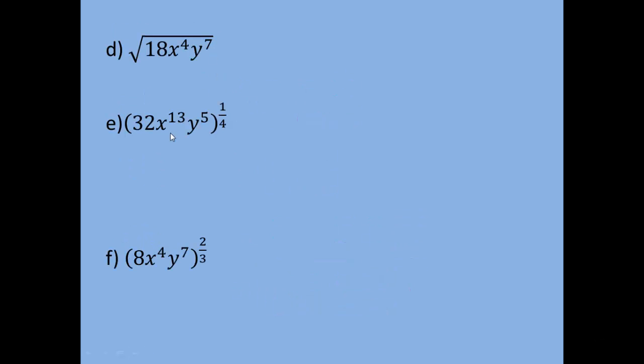Alright, so let's take a look at the next one. We get the square root of 18x to the 4th, y to the 7th. Now, this is a square root, so we need to check to see if everything inside is a perfect square. And in this case, it isn't. Right away, you can see 18 is not a perfect square, so you know you're going to need 2 radicals. These are square roots, so we don't have to put an index on them.